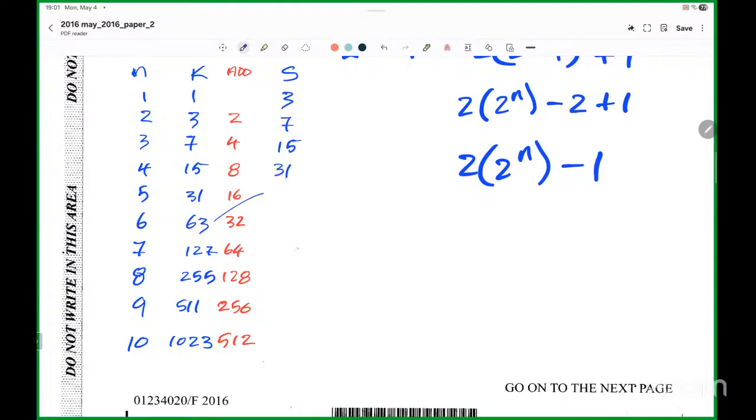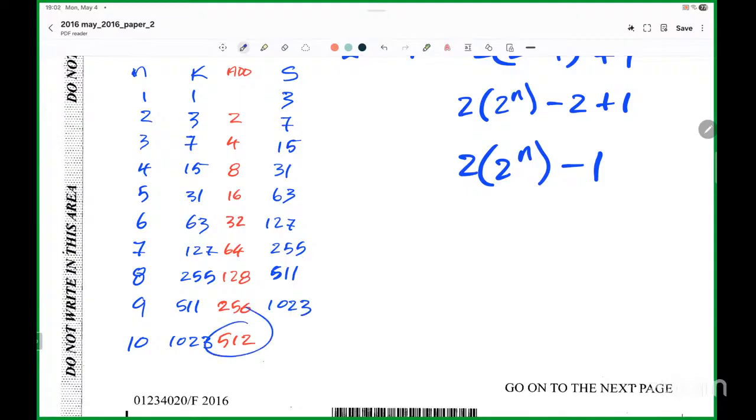And then we'll figure that this figure is right here, so it's 31. And the figure is right here, so it's 63. The figure is right here, so 127. The figure is right here, so 256, 255, sorry. The figure now is right here, so 512, 511, sorry. The figure here is right here, so what is that? 1023.